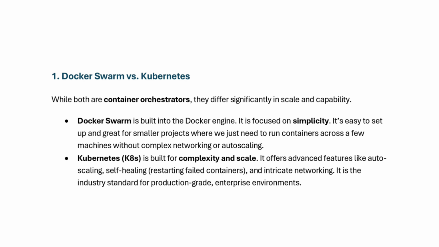Whereas in larger organizations where there exists scalability and enterprise production-grade environments, Kubernetes is the industry standard because it is built for complexity and scale. Kubernetes offers features like auto scaling, self-healing, that is restarting the failed containers, and integrated networking. So this is a standard. Docker Swarm is used for smaller projects or small teams, whereas larger organizations build complex applications that have a lot of traffic and a lot of users. So for bigger applications and bigger teams, there is the concept of Kubernetes.